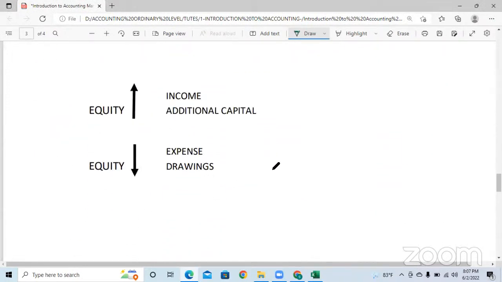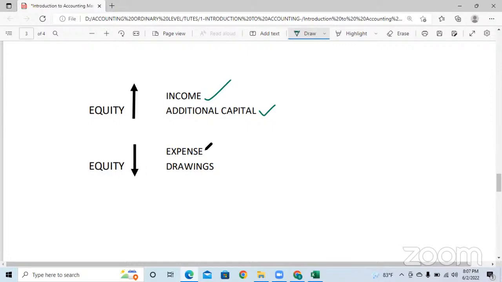Now guys, under equity, we are going to study something important. Equity changes due to 4 items. Equity increases due to income and due to additional capital. I'll explain what they are. Equity reduces due to expense or due to drawings. Now guys, you know what an income is, right? If you start a stationery business, whatever you earn by doing the stationery business is the income for you.